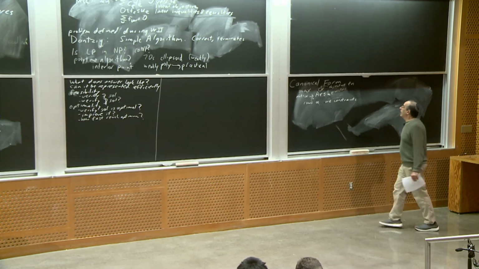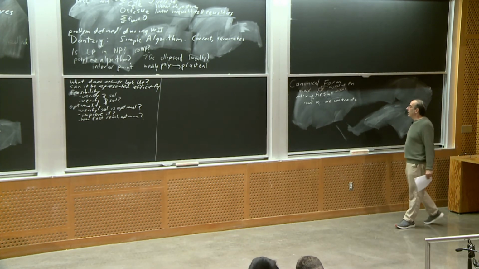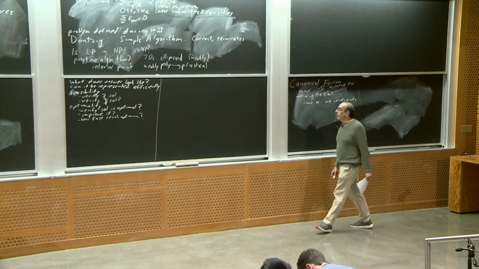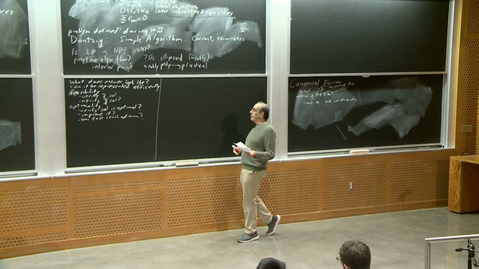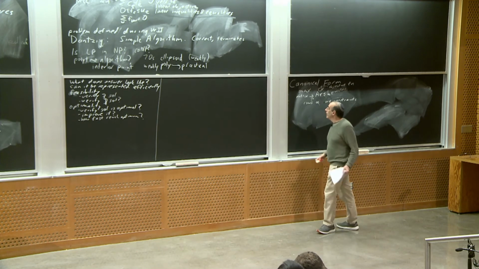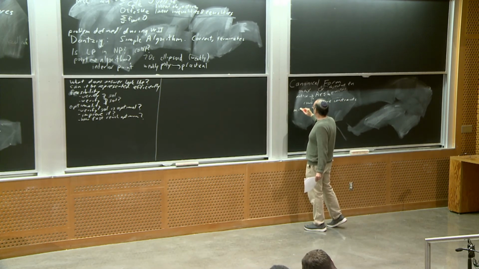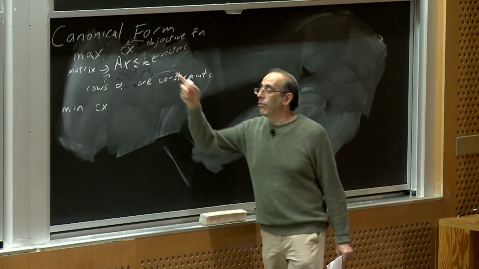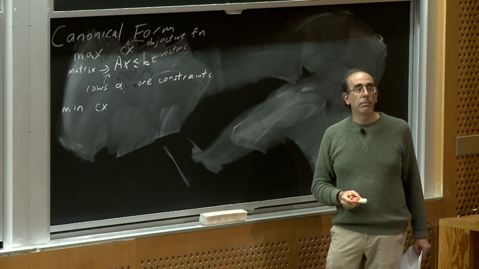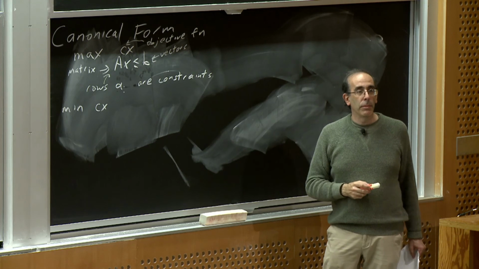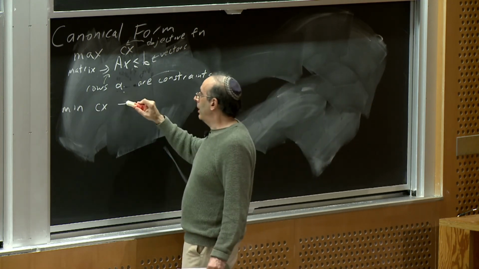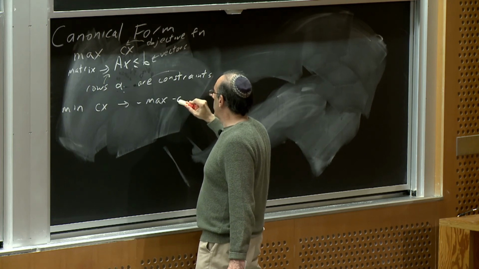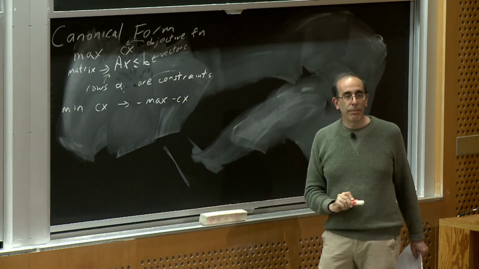And the claim is that we can transform any linear program into this canonical form. So how do we do that? Well, a linear program can be either a minimization or a maximization problem. How do we transform a min problem into a canonical form maximization problem? Exactly. We just negate the objective function and take the maximum of the negated objective function.